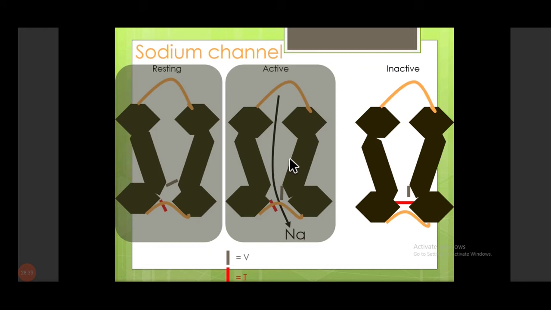Lastly, in the inactive state, when the potential decreases and the impulse has been propagated and passed on, what happens is, in a time-dependent manner, these time-dependent gates of the sodium channel automatically close. Subsequently, to get ready for the next impulse, these time-dependent channels come back to the resting state where they would open, and whenever the next action potential comes, these voltage gates would automatically open and facilitate the inflow of the sodium ion.